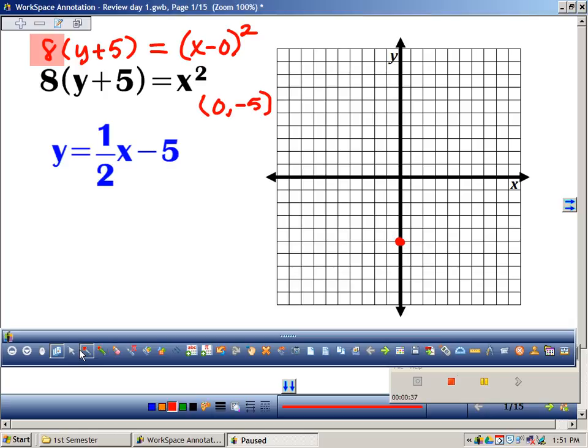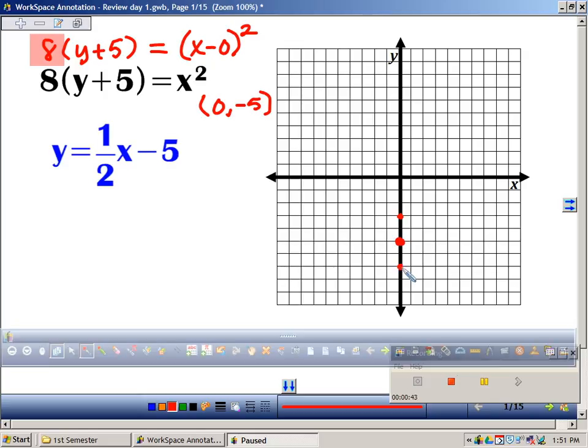That means it's going to be 8 wide. But first I'm going to go down 2 and up 2. Because x is squared, it's positive, right? Everything's positive, so it's going to look like this. That being said, that means my directrix is right here. And it's 8 wide, so I'm going to go out from my focus. 1, 2, 3, 4. And 1, 2, 3, 4. There's that.